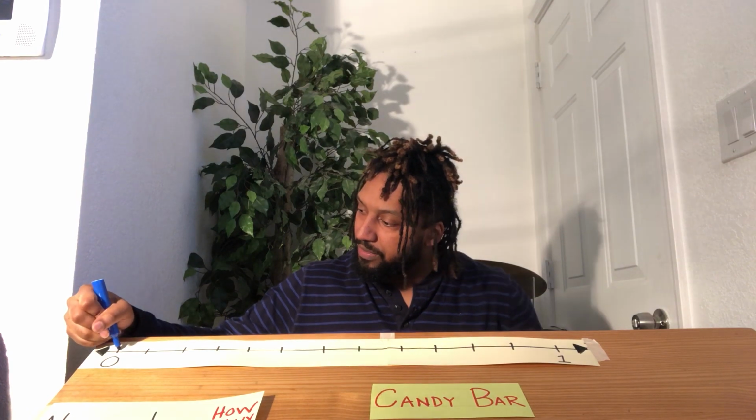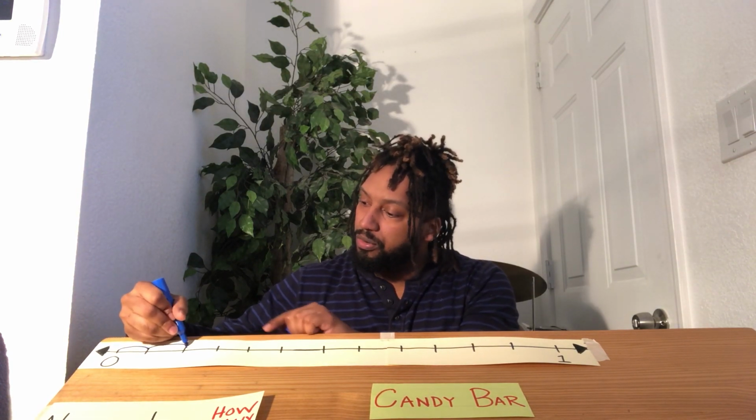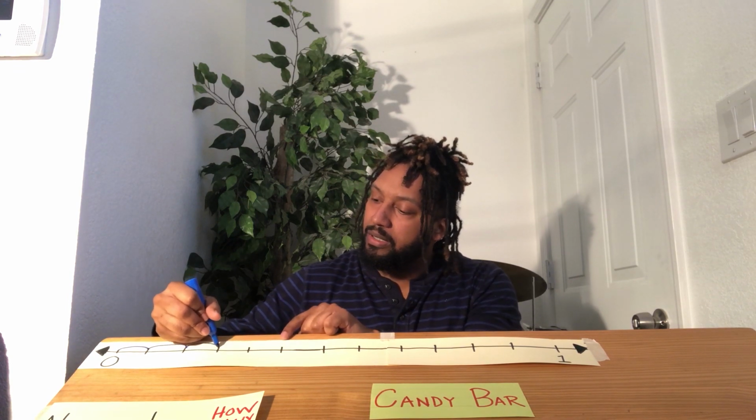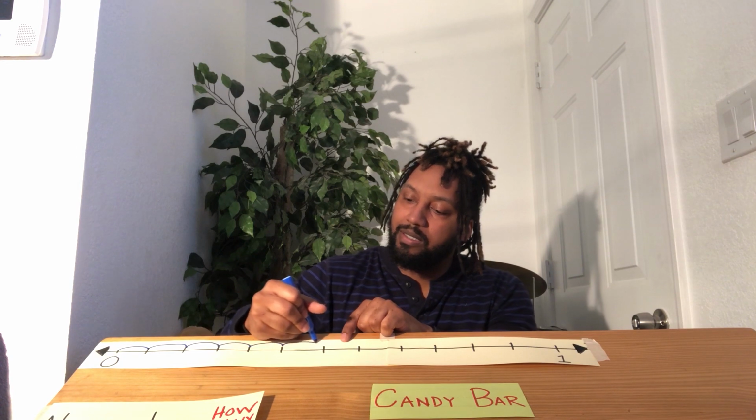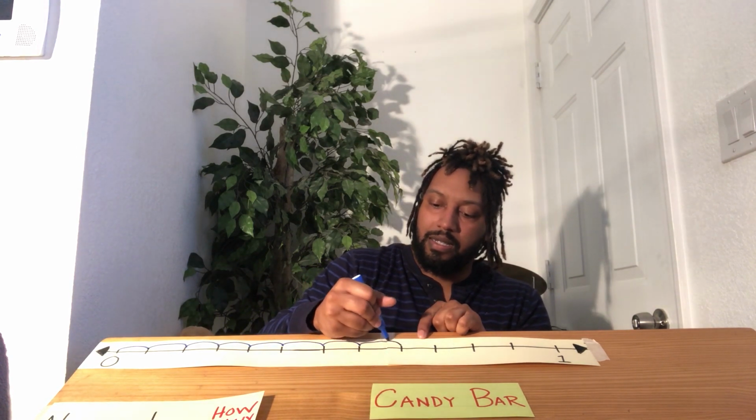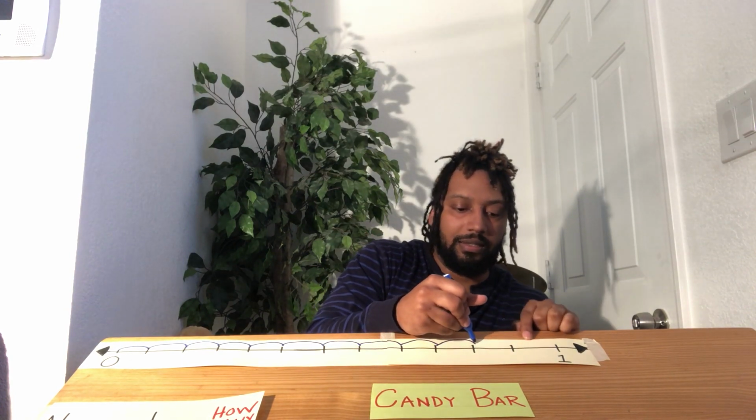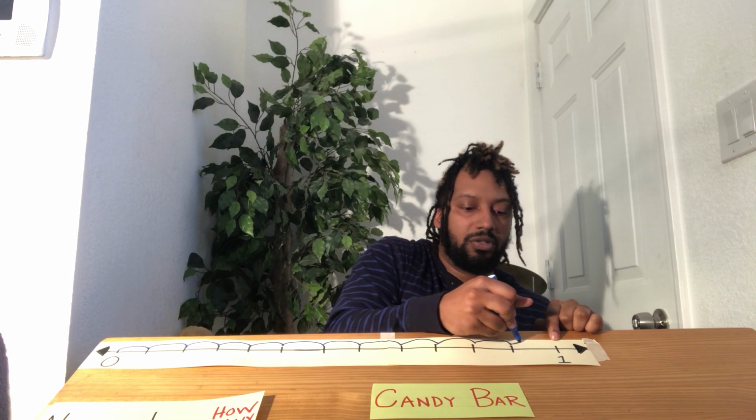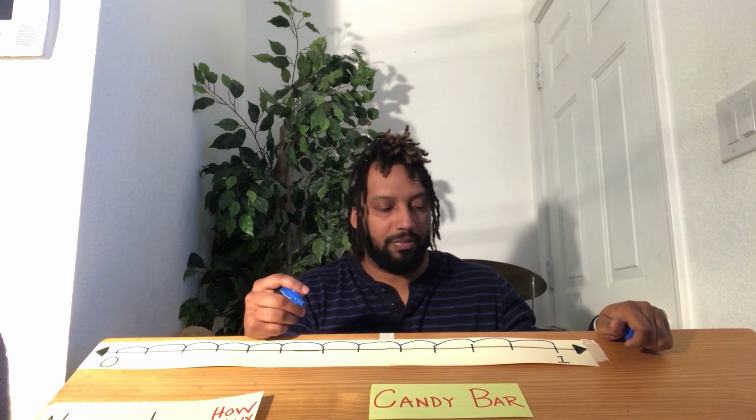So starting at 0, this will be 1, 2, 3, 4, 5, 6, 7, 8, 9, 10, 11, 12. We made 12 equal jumps.